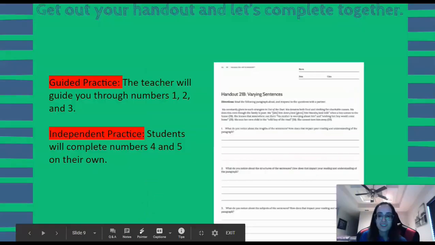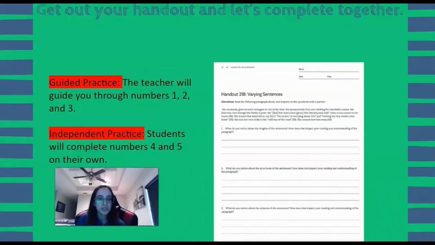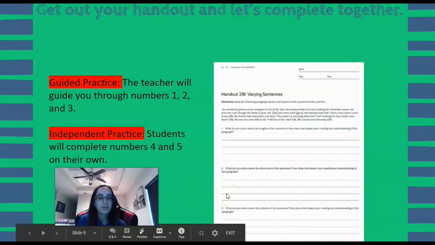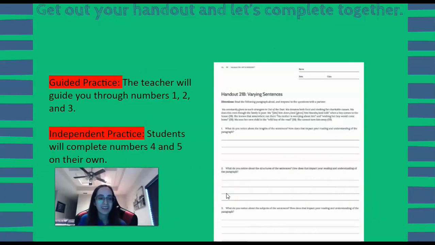Moving on. So now we're going to get down to business, boys and girls. Make sure you have your paper ready. Make sure you have a pencil. Please do not write in red pen. That is a huge no.